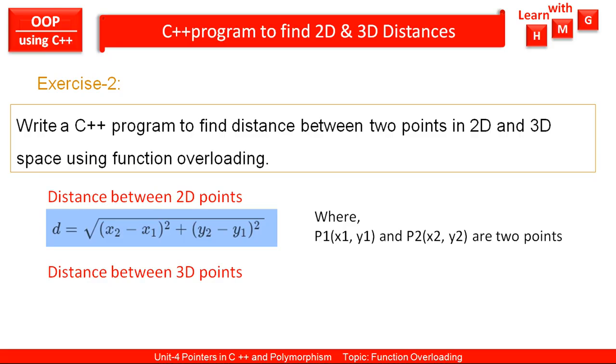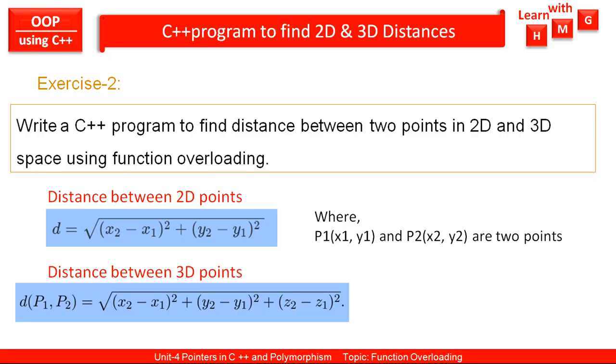Similarly, the distance between 3D points is calculated using this formula, that is the distance between point 1 and point 2 is equal to square root of (x2 minus x1) square plus (y2 minus y1) square plus (z2 minus z1) square. So this is the formula to find the distance between two three-dimensional points, and here also the point P1 has three coordinates, that is x1, y1, z1. These are the x coordinate, y coordinate and z coordinate, and P2 also has three coordinates x2, y2 and z2.